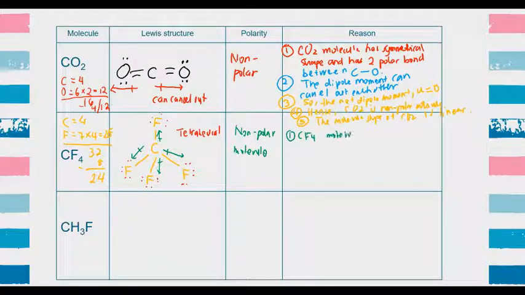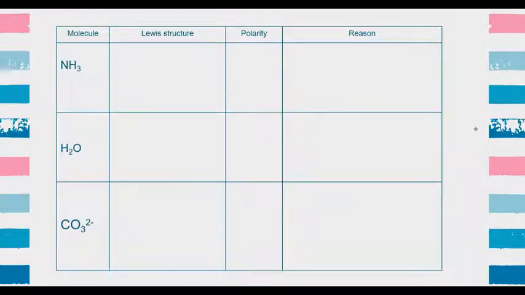CF4 molecule is symmetrical and has 4 polar bonds between C and F.